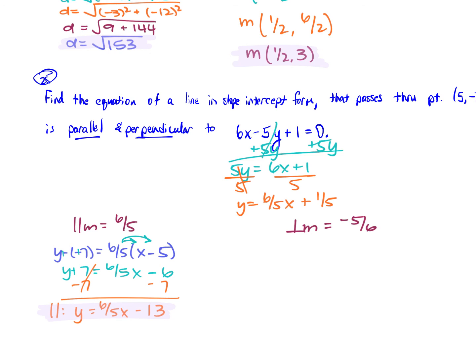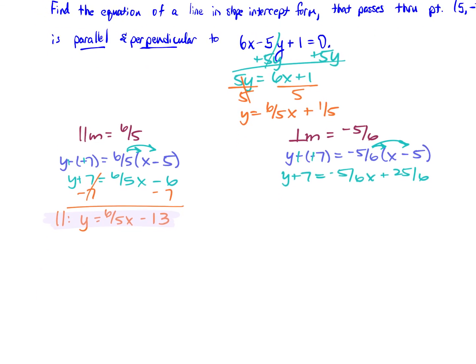For the perpendicular line, your slope is negative 5/6. You're still using the point 5, negative 7. So it's going to be y minus negative 7 is equal to negative 5 over 6 times x minus 5. Distribute. Simplify your double negatives. This is going to give us y plus 7 is equal to negative 5 over 6x plus 25 over 6. You can't simplify the 25 over 6, so just move the 7 over. Subtract it from each side.